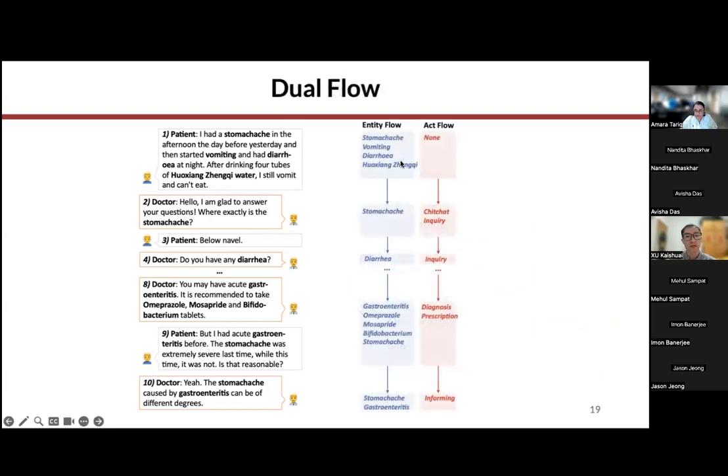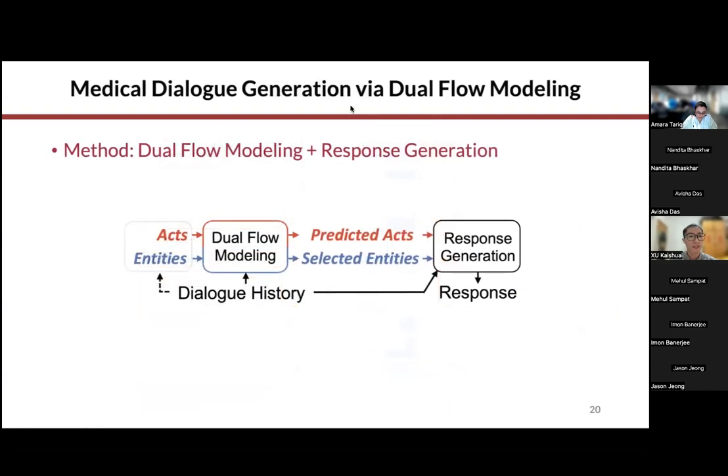We create a dual flow, which is entity flow and act flow. And then we use these two flows to understand the dialogue history and to predict more information that will be included in the responses. Here is the method. The dual flow modeling module will predict the acts and the entities, and these entities and acts will be incorporated into the response generation to generate the following responses.